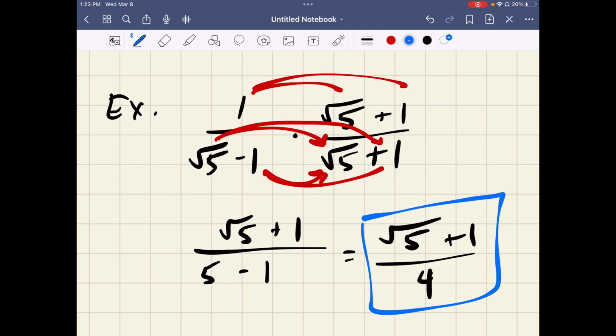And again, it's simplified because I no longer have a radical in the denominator, and that process is called rationalizing the denominator.